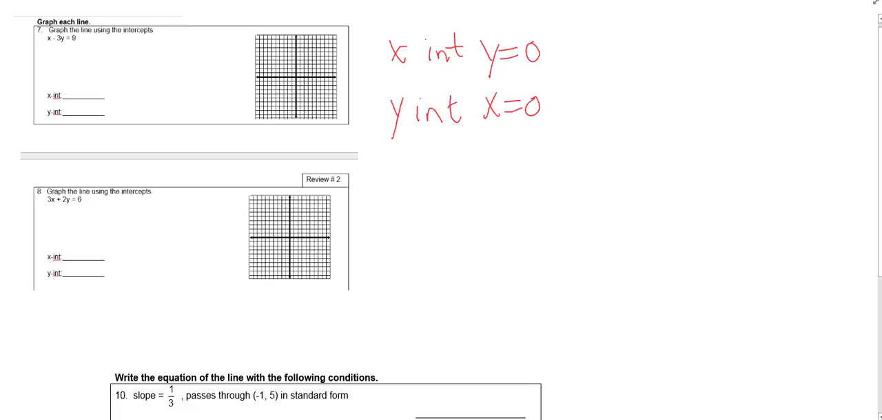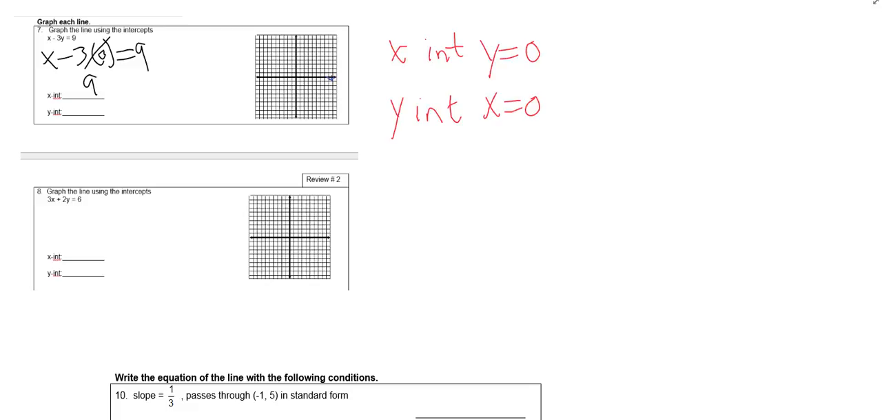So doing this on this problem, if you set y equal to 0, you just have x minus 3 times 0 equals 9. Well, that just goes to 0, so x equals 9. So you'd put your dot over here, somewhere at x equals 9, and then you would do the same thing.